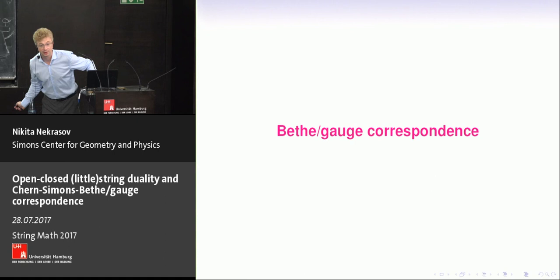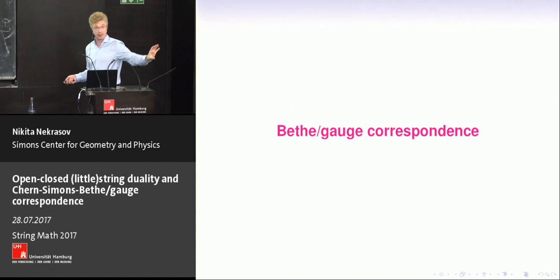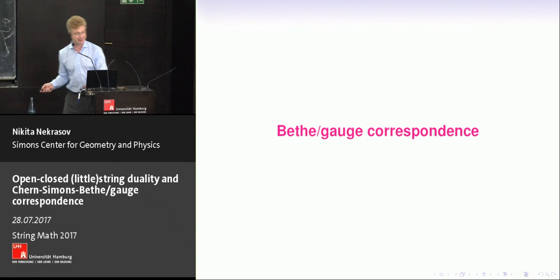So this was the end of introduction one. By now you know everything about spin chains and their relations to Yangians and quantum affine algebras. Now, the Bethe/gauge correspondence.